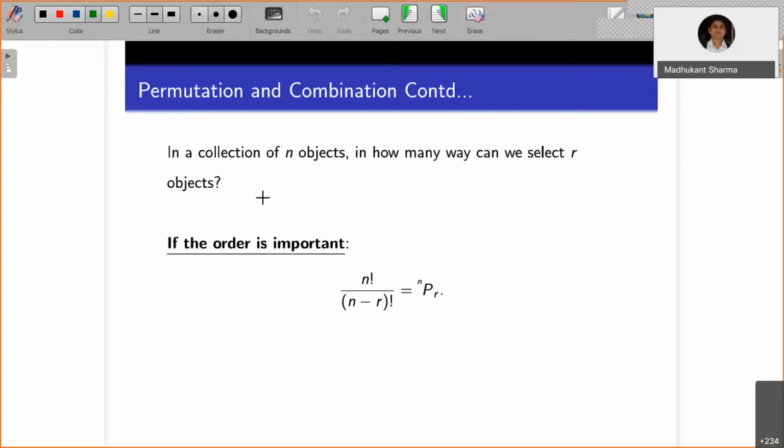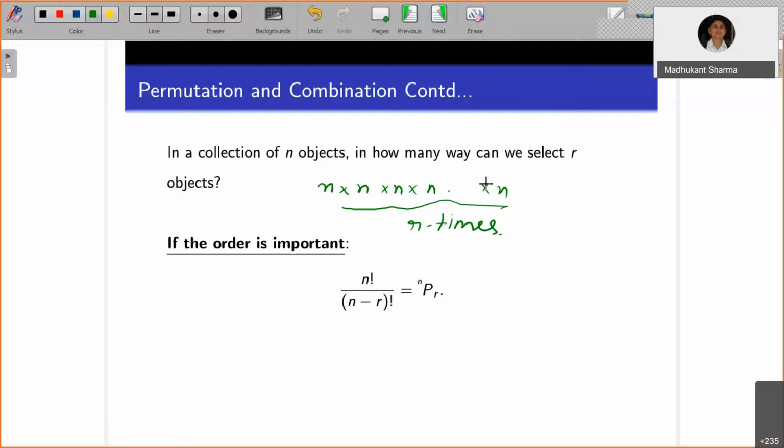So each time you are going to select r objects, and each place has n choices: n into n into n into n, and so on. With replacement, whether order is important or not doesn't matter. So there are a total of n to the power r ways if we are with replacement.